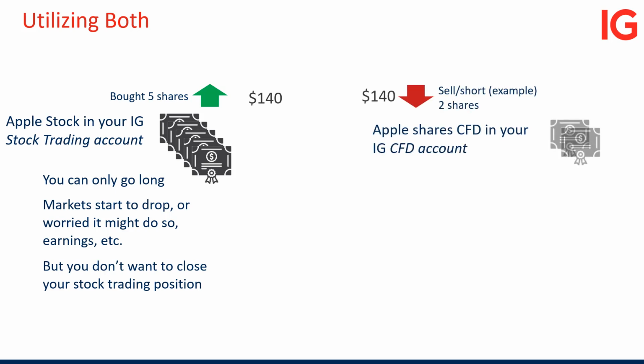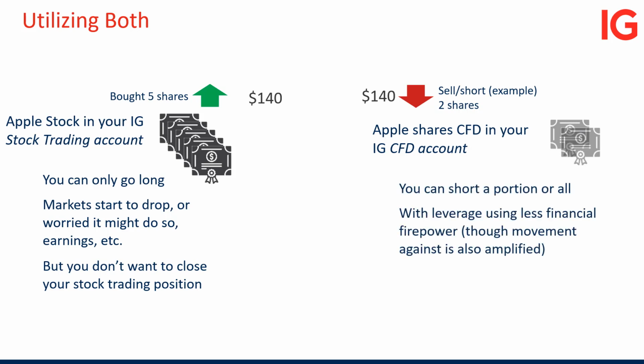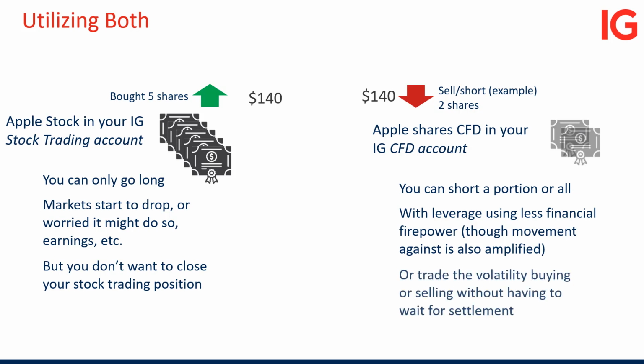What you can do is go to your IG CFD account, and if you already have one, you'll see Apple shares there. And you can short a certain number. Now, if you bought 5 shares and want to fully hedge, you can short 5 shares. But as an example here, we're going with a partial hedge. You're shorting only 2 shares at the same price of $140. You can short a portion, you can short all of it. And of course, here you're using leverage, which means you don't have to use as much financial firepower. But as always, keep in mind with leverage that it's a double-edged sword. If it moves in favor, the gains are amplified. But if it moves against, the losses can also be amplified.